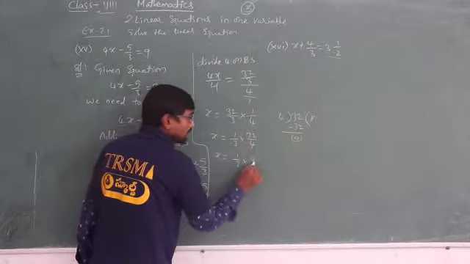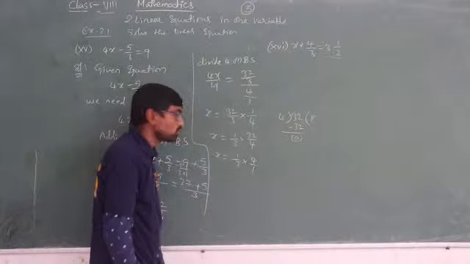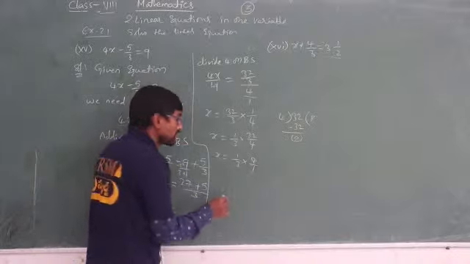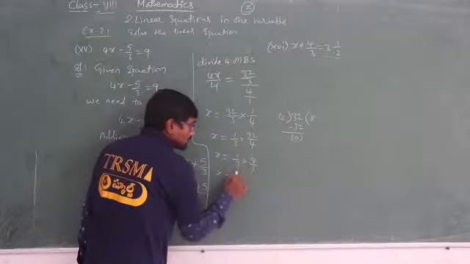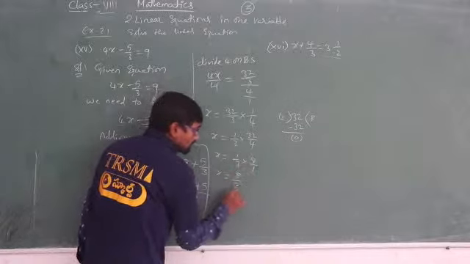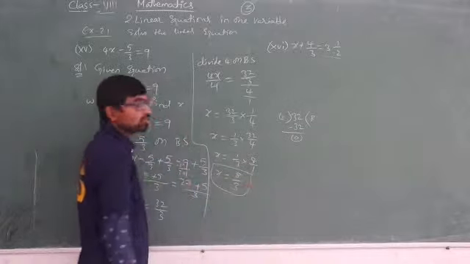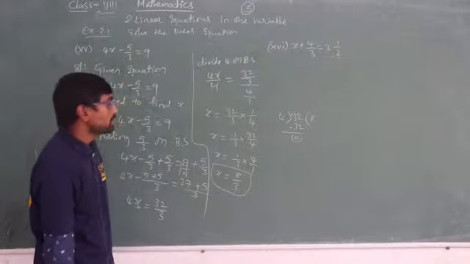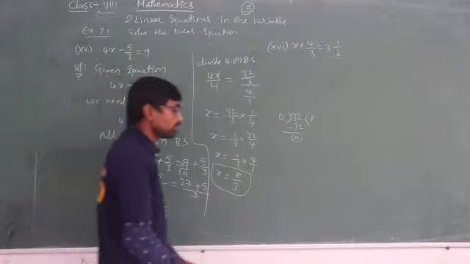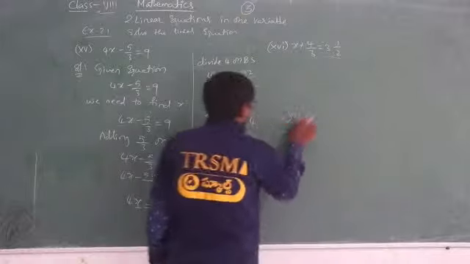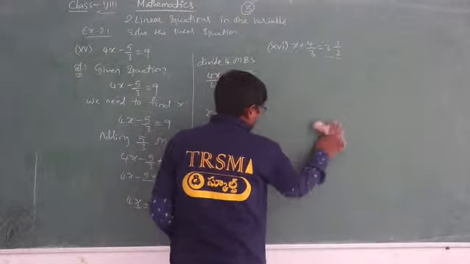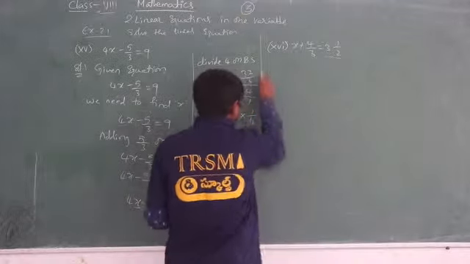How much have I got? 8 by 1. In the denominator I didn't get anything, so I will write 1. So x is equal to 1 8s are 8, 3 1s are 3. Therefore, the value of x is 8 divided by 3. Like this, you have to find the value of the variable in the given equation.